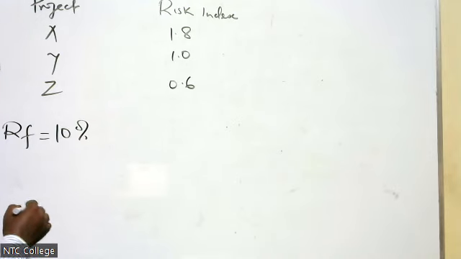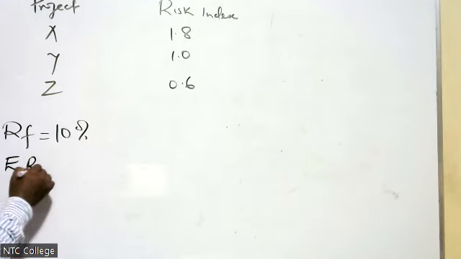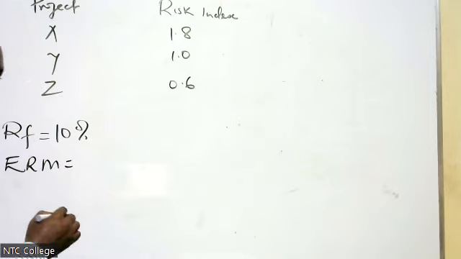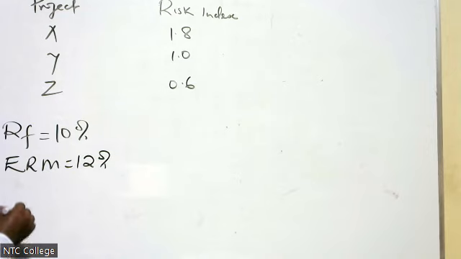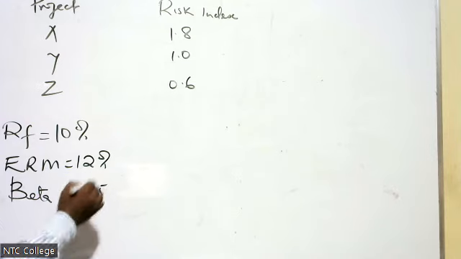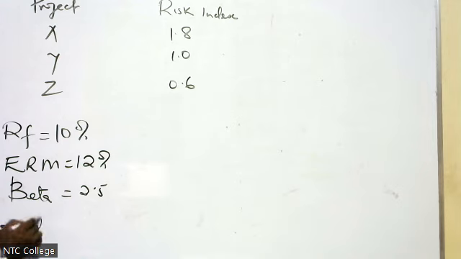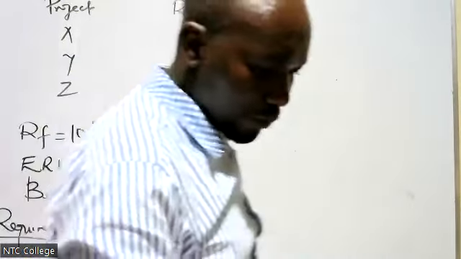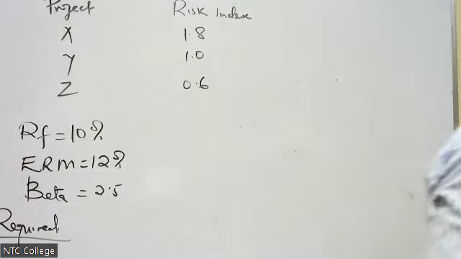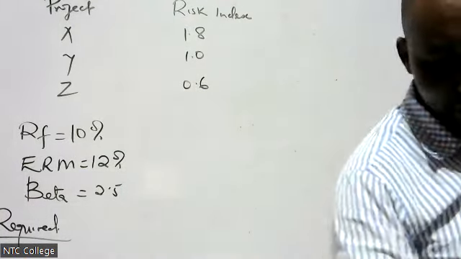RF is 10%. ERM is 12%. Then we have beta is 2.5. Required: determine the risk adjusted discount rate for each project.